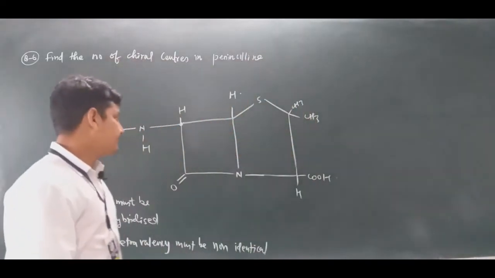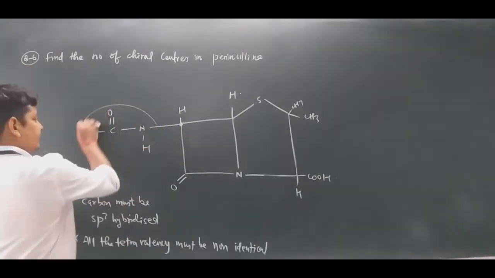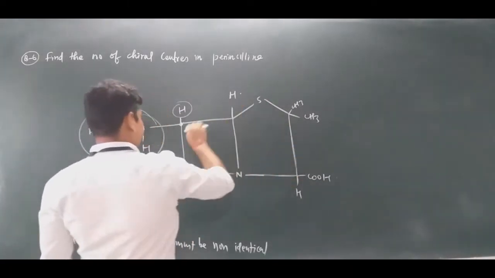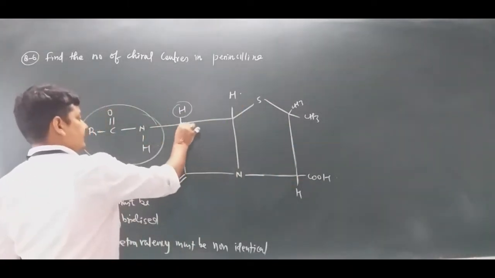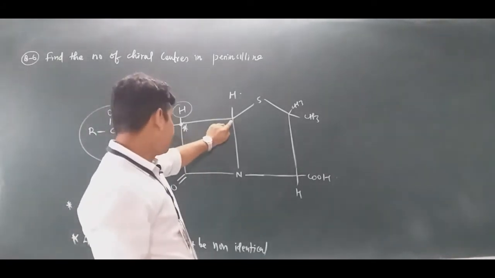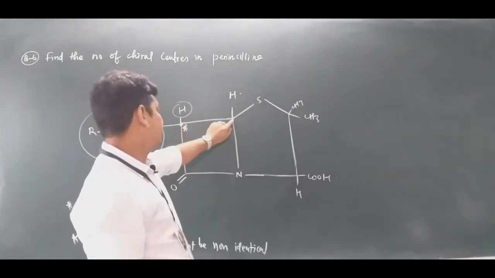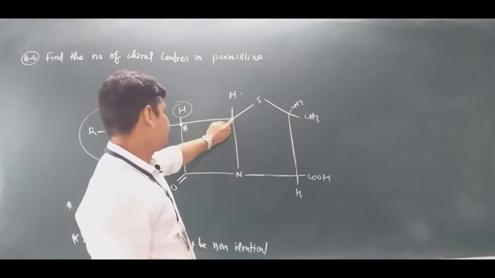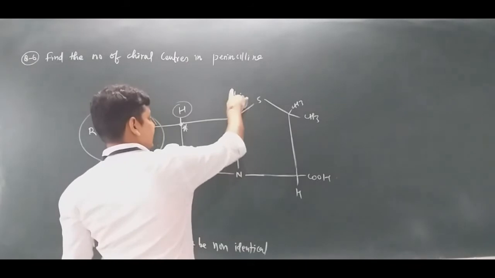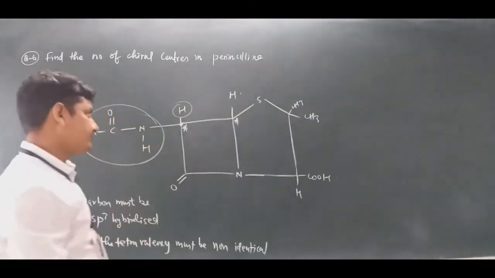So here this carbon is sp3 hybridized, and the 4 valencies are completed by different groups, one by this, another by this, and the other by this. So this is the chiral center. Is this the chiral center? C attached to CH. So this is a chiral center again, because one group is attached by S, one by H, one by N, and another by CH. This is also a chiral center.